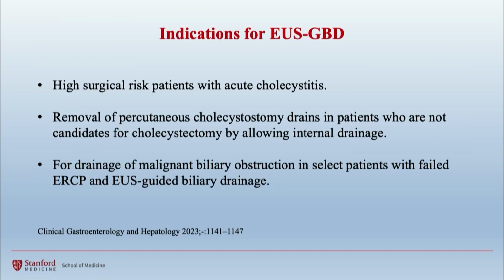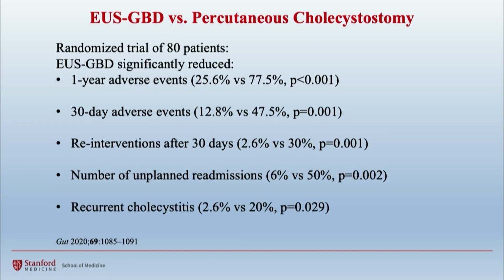Moving to EUS-guided gallbladder drainage, there are so many different indications for that. Before the introduction of this technology, percutaneous drainage was used to drain the gallbladder in patients who are high risk for surgical intervention. But recently we have the introduction of EUS-guided gallbladder drainage. This is a randomized trial of 80 patients that compared EUS drainage versus percutaneous drainage, and all the outcomes were superior in favor of EUS-guided drainage.